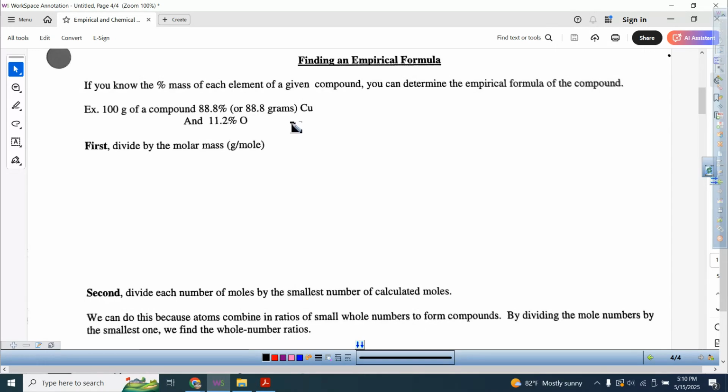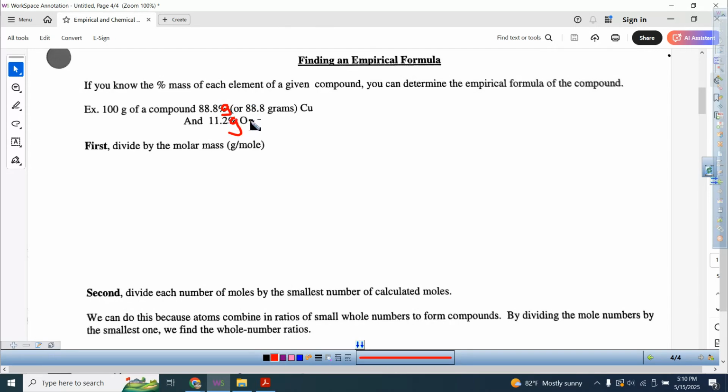And when you're finding your empirical formula, you're given one of two things. You can be provided with grams of each element, or you can be provided with your mass percents. And you're going to solve it the same way, whether you're given grams or percents. The only difference is this. If you're given percent, you can just take these percents and turn them into grams.